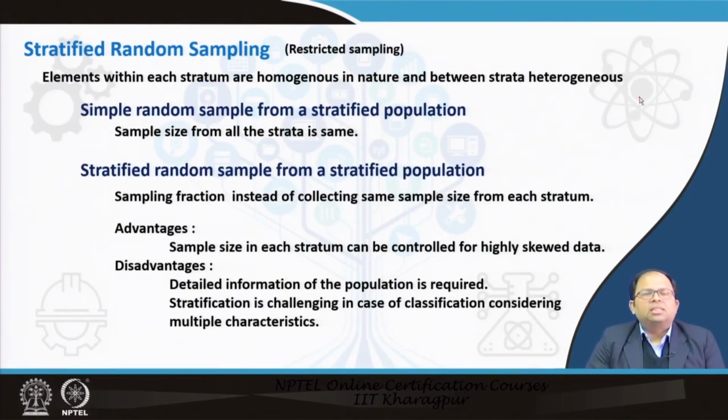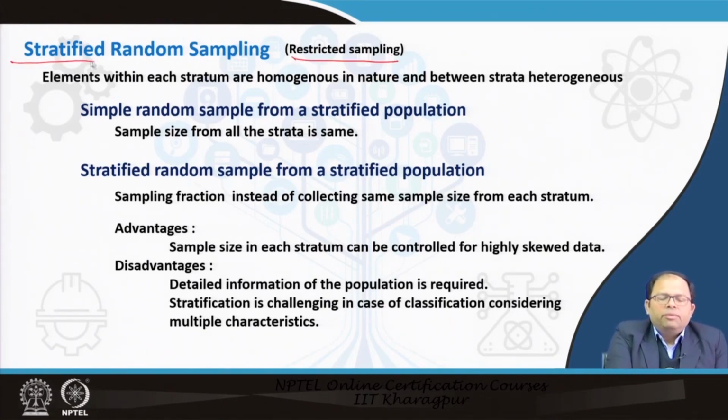So the next procedure is stratified random sampling. As we have discussed, this is a restricted sampling procedure, and it is restricted because we are stratifying the population, or we can even stratify the sample as well. There are 2 types of stratified random sampling. The first type is simple random sample from a stratified population, and the next one is stratified random sample from a stratified population. I will discuss this in detail later on.